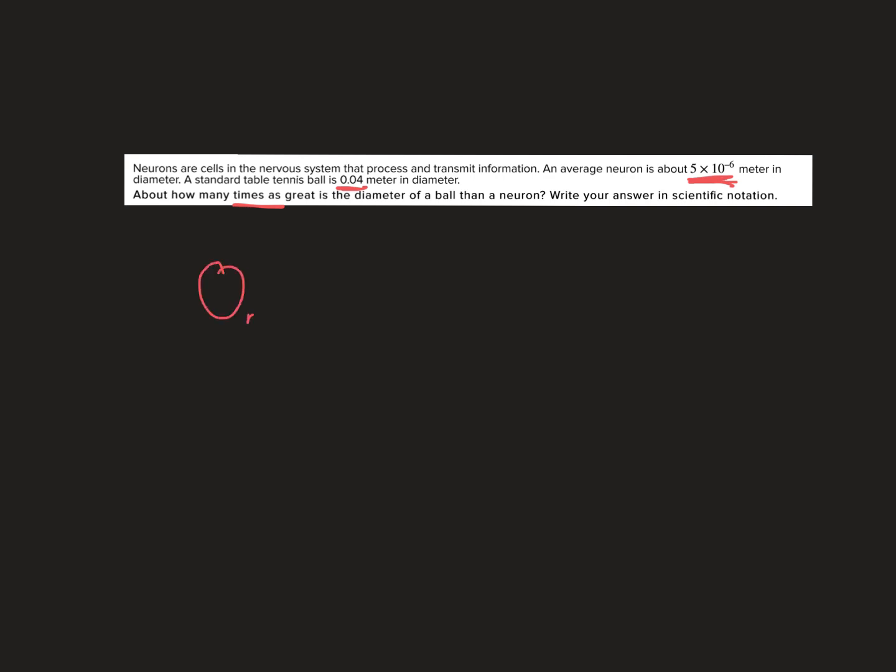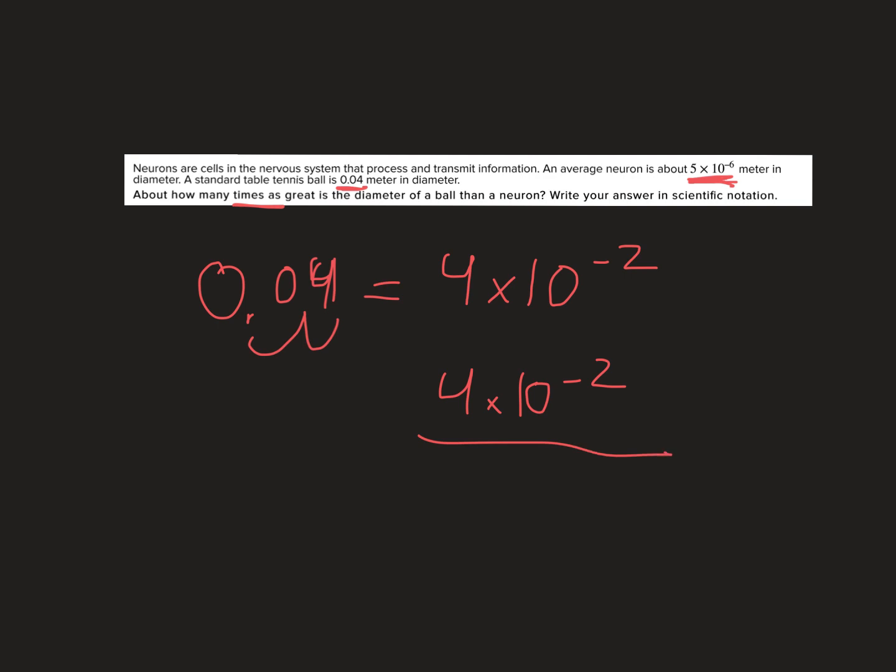So we have 0.04. If I want to make this into scientific notation, I'm going to go ahead and move this over 2 times. So we have 4 times, and I want to go smaller, 2 spots. So we have 4 times 10 to the negative 2nd. That's our tennis ball. And we have our neuron. Five times 10 to the negative 6th.